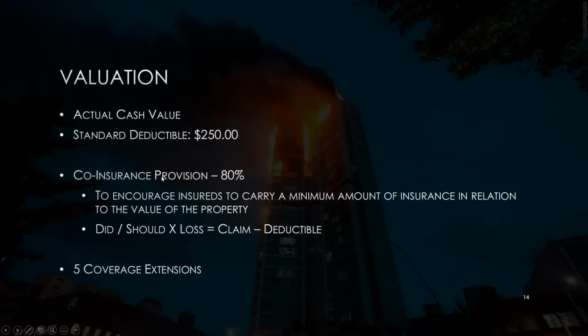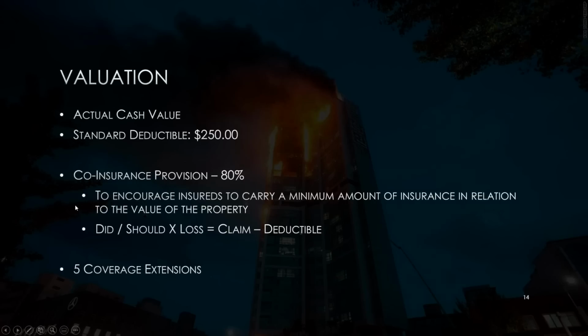Okay, but for the test, the most common coinsurance that they use for their questions is an 80% coinsurance. What that means is the insurance companies require you to carry at least 80% of coverage to the value of a building. All right? As long as you carry 80% of coverage to the value of the building, we'll cover all the losses. And it's also to encourage people to at least carry a minimum amount of coverage.